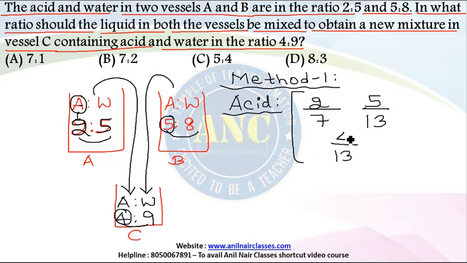I hope this particular part is very clear for you. 2 by 7 is nothing but out of total 2 plus 5, 7 liters, 2 liters belong to acid. Out of total 5 plus 8, 13 liters, 5 liters belong to acid. Out of total 4 plus 9, 13 liters, 4 liters belong to acid. Now I got the values as 2 by 7, 5 by 13 and 4 by 13. But I don't want to continue the problem in this format, because 2 by 7 is a fraction, 5 by 13 is a fraction, 4 by 13 is also a fraction.